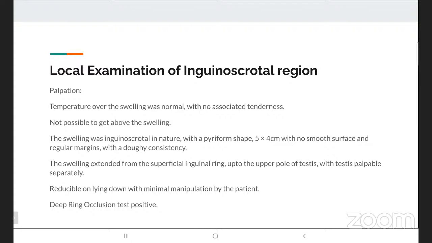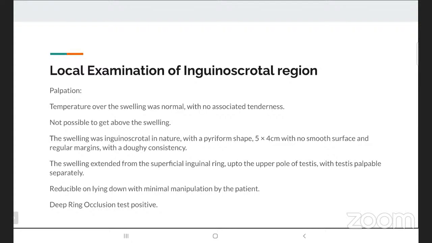What are the structures developed from the fascia transversalis? What is the bundle of Thompson? What is the pectineal ligament? Fossa ovalis. So you must study the laparoscopic anatomy of the inguinal region also, so that you will know what the spaces created by the transversalis fascia are, and what the structures derived from it are. And your swelling is 5 into 4 centimeter, but pyriform shape.